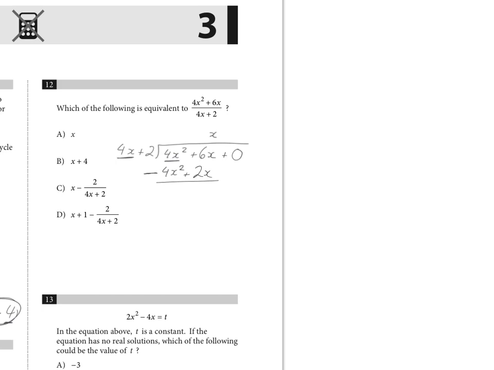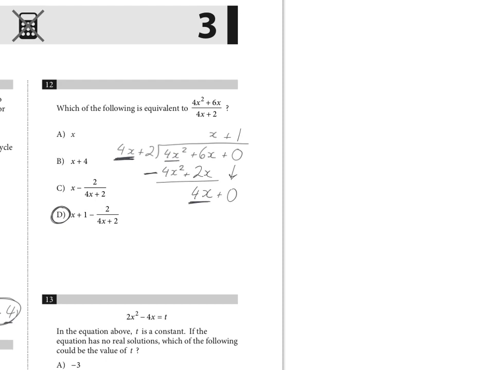Then we subtract, and 4x squared minus 4x squared gives us nothing. 6x minus 2x is 4x. And then we drop the 0, plus 0. This makes for an easy division problem. 4x here divided by 4x here, well, that's just going to be 1. So we have a plus 1. And aha, it's got to be D.